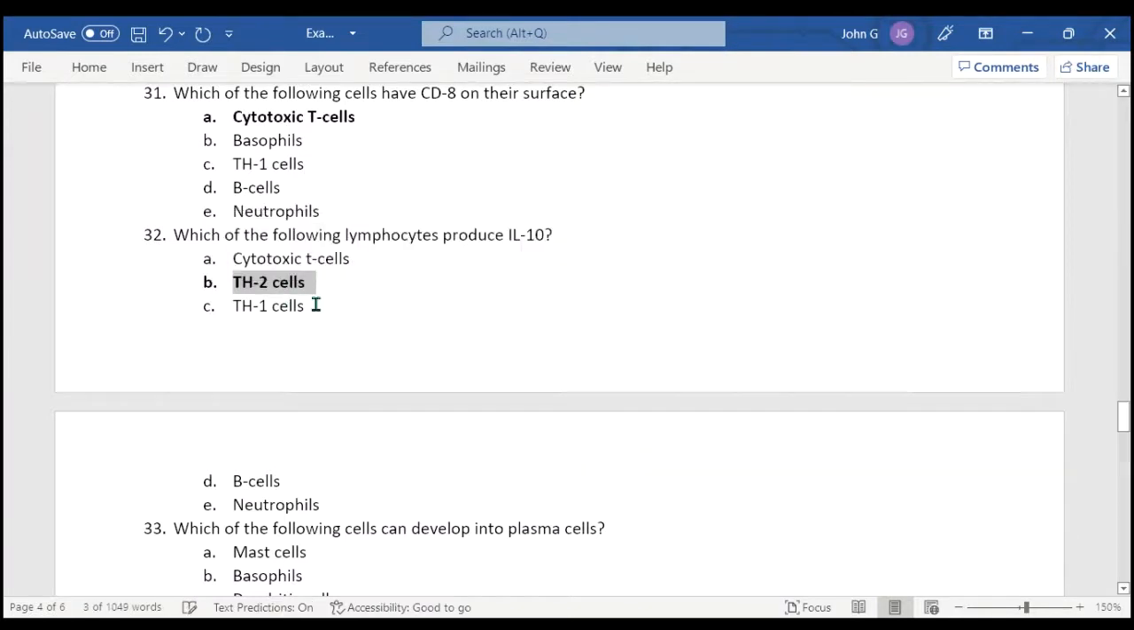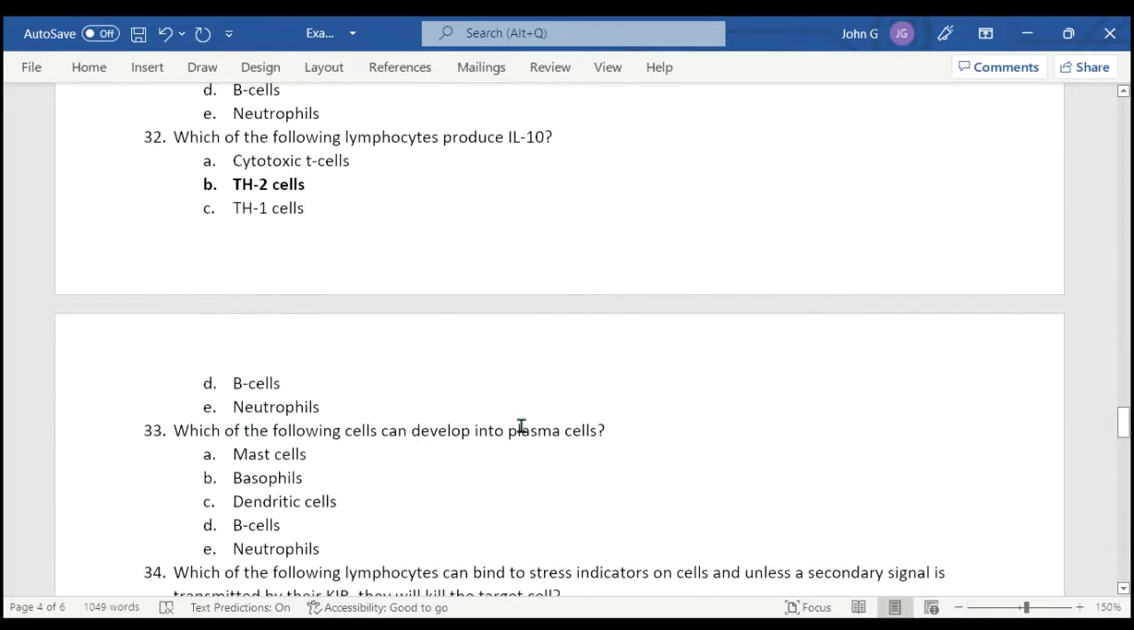Which of the following lymphocytes produce IL-10? IL-10 is only made by Th2 cells. It's also made by Treg cells. Okay, but Th2 cells are the classic IL-10 producers. And IL-10 basically makes macrophages stop making so many inflammatory cytokines. It tells them to turn into M2 macrophages, and IL-10 also suppresses the Th1 response.